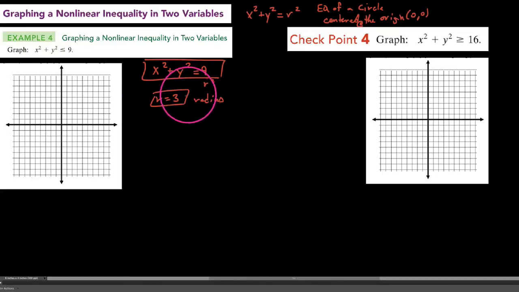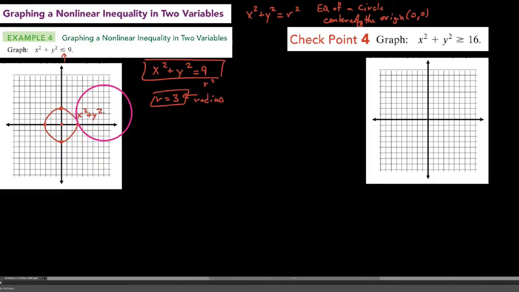Since I know the radius is 3 and we're centered at the origin, what I want to do is go graph this circle here. Because I have a less than or equal to, I'm going to use a solid line. From the center, we're going to go 3 north, 3 right, 3 left, and 3 down. We're going to graph this circle, and because it's an or equals to, we use a solid line. So there's a circle with a radius of 3 centered around the origin right here.